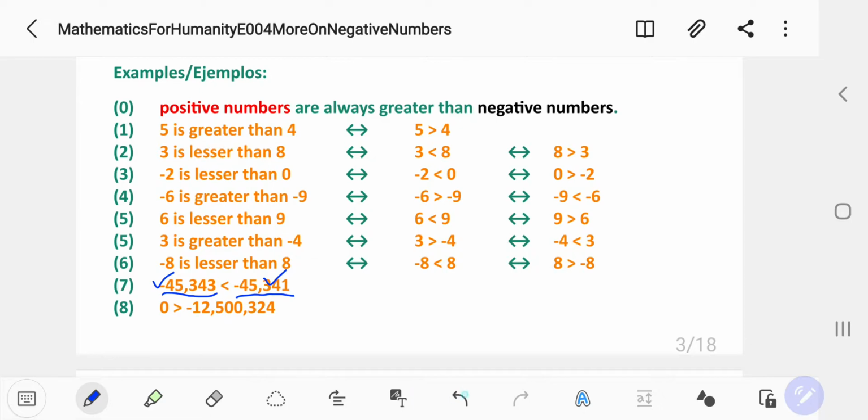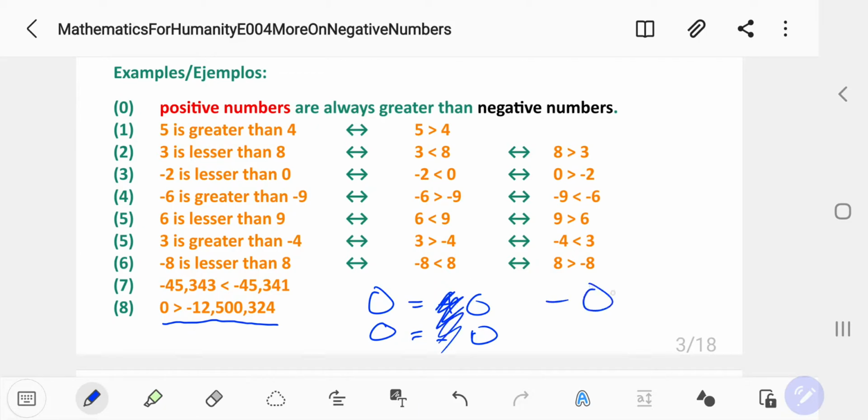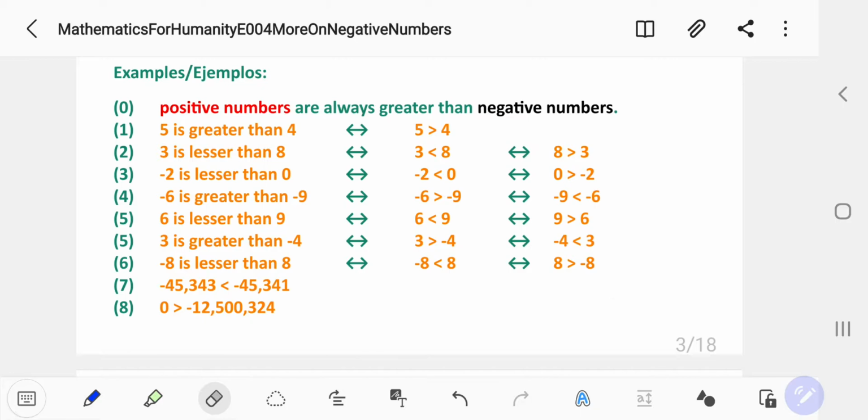And then the last example is 0 is also always greater than any negative number. By the way, you can write 0 as positive 0 or as negative 0, but 0 doesn't hold any sign. Negative 0 is equal to positive 0. The sign doesn't matter there. So that's about it for the number line.